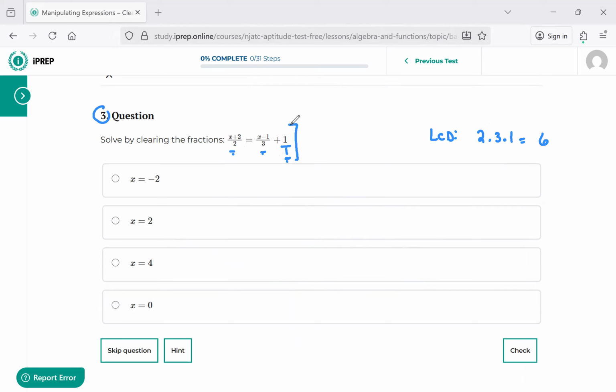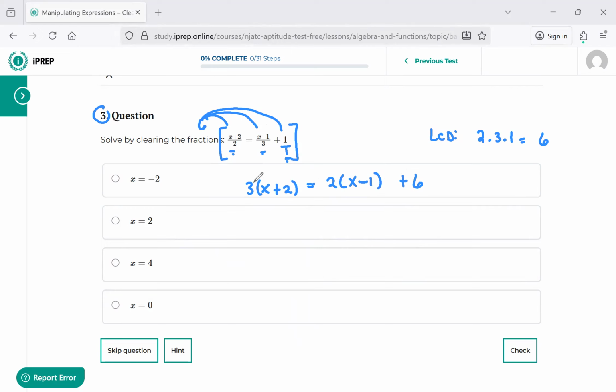So I'm going to multiply everything by 6. Okay, so let's start here. What's 6 times x plus 2 over 2? Well, I know that 6 divided by 2 is 3, and then you're left with x plus 2 equals. And then what's this one? What's 6 times x minus 1 over 3? Well, I know that 6 divided by 3 is 2, and then you have an x minus 1. And then lastly, what's 6 times 1 plus 6?